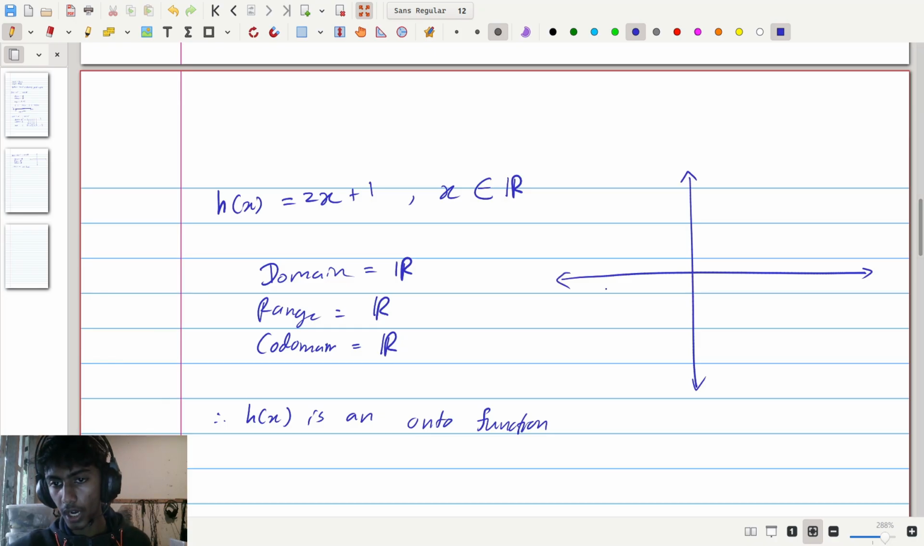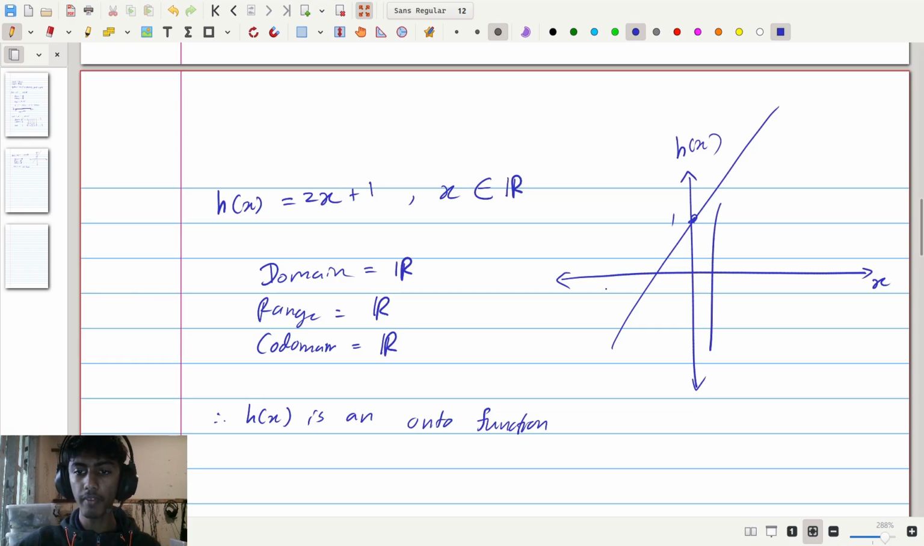If we draw this graph of h(x), it will be something like this. It will be a line like this. So here this is 1, and you'll notice instead of putting y, I'll put h(x) and x. Every single possible value of h(x) is found. h(x) can be any real number, and therefore h(x) is an onto function, because the range of h(x) is the same as the codomain of h(x).